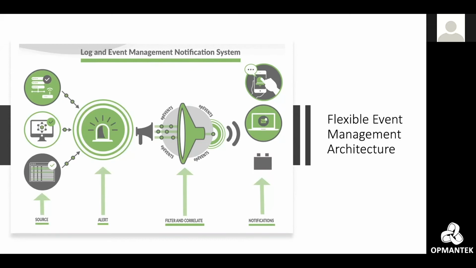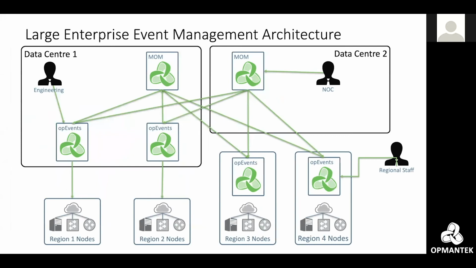Very, very powerful. So things are identified as an alert or something interesting that we want to do something with. Then we filter and correlate those, and we deliver them to the GUI so that a human can see them, or so that you can get notifications. That's a really boiled down summary of how the system works. And we've got some really flexible event management architectures. For example, it's looking similar to what we just looked at with that large enterprise.